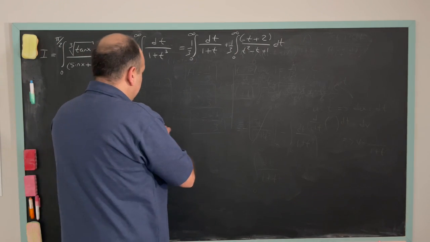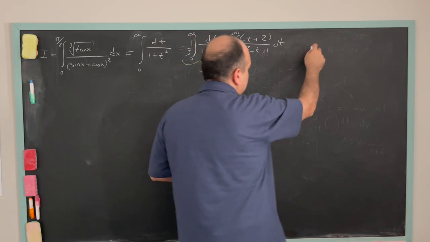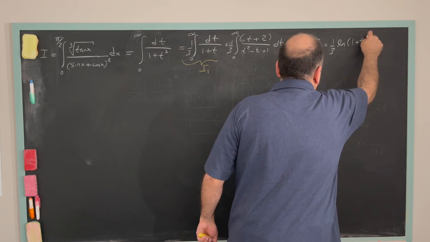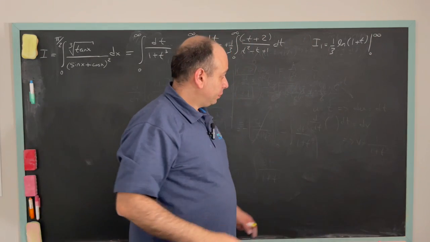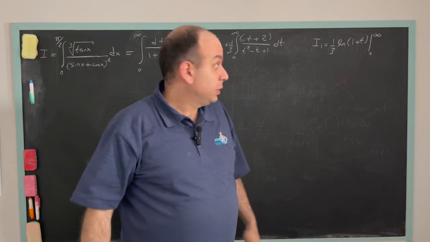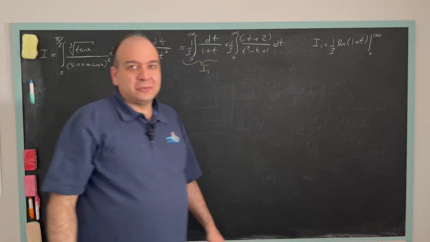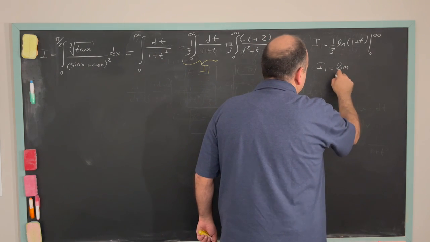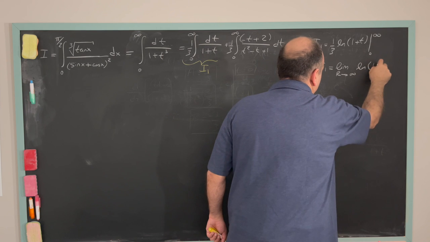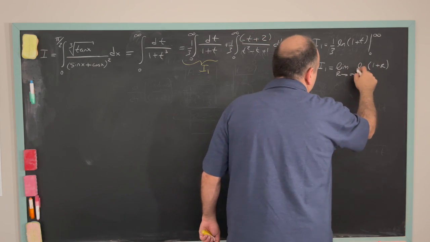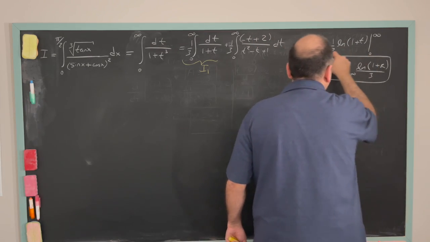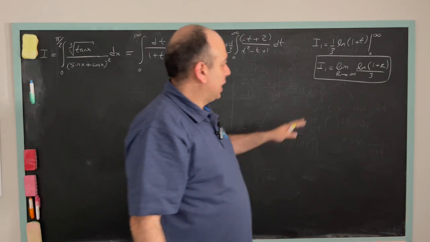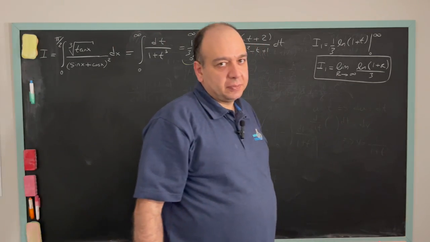Okay, so the first integral here, I will just call it I1. I1 is easy to manipulate. So this is equal to 1/3 ln(1 plus t). The limits are from 0 to infinity. So for the lower limit, when t is equal to 0, ln 1 is equal to 0. So it's easy to handle, but I have a divergence here, right? So I'll just keep the divergence as is for the time being. I'll call this the limit as r goes to infinity of 1/3 ln(1 plus r). I hope I'll get some other divergences here so that somehow I will have some cancellations when I take this limit. Okay, we will see that later.